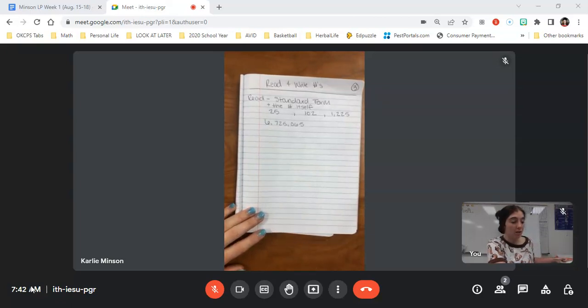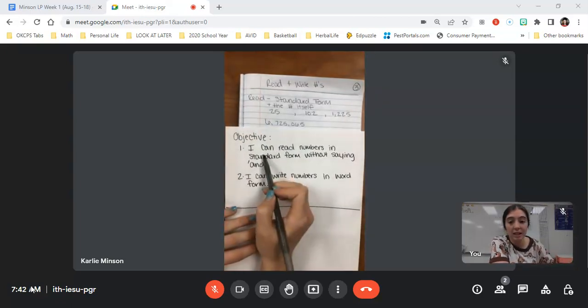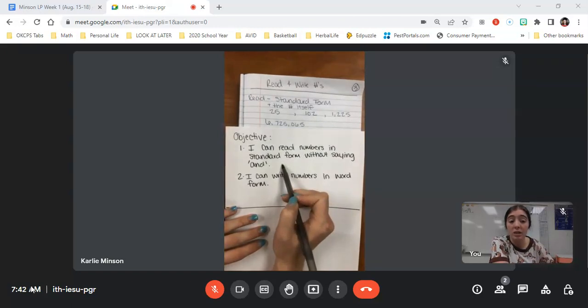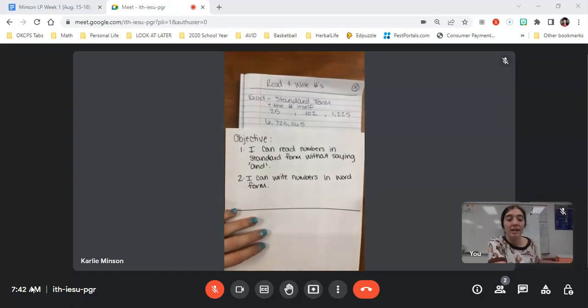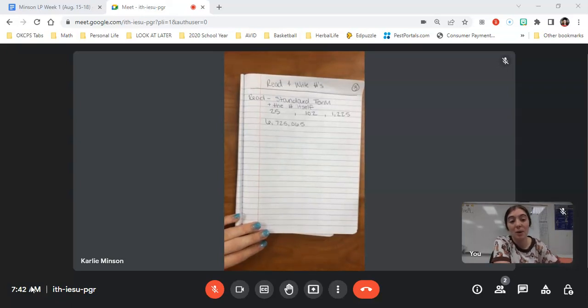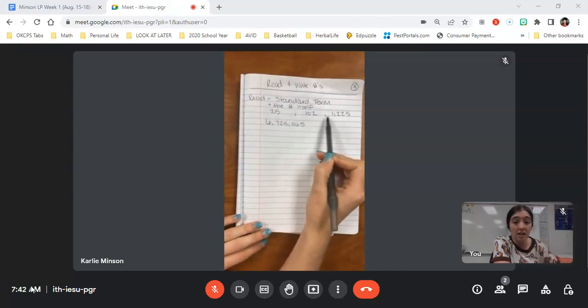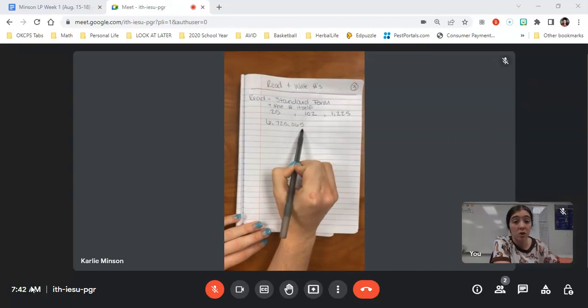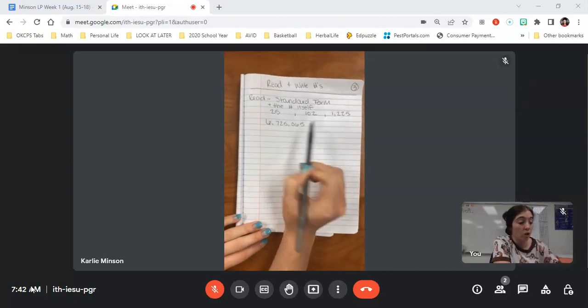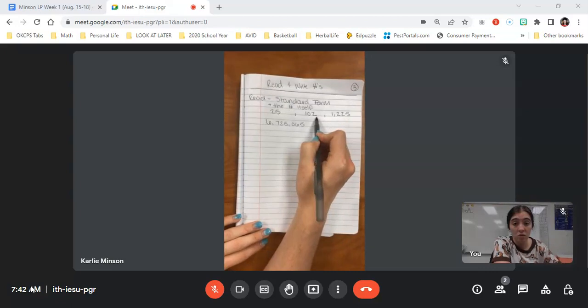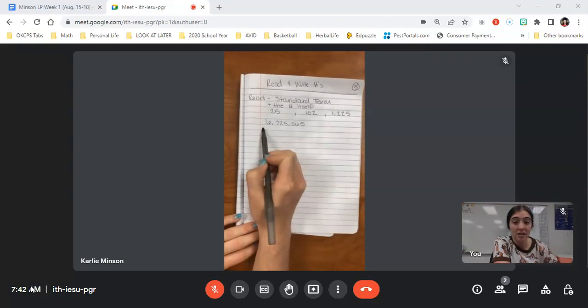And if we go back to the objective, it is that you can read numbers in standard form without saying "and." We have a tendency to say "and" when we say numbers, especially when it comes to money, but that's when it's supposed to say "and." So you're only supposed to say "and" if there is a decimal. None of these numbers on my page right now have a decimal. So we should not be saying "and." We should not say "one hundred and two." Okay, it's one hundred two.